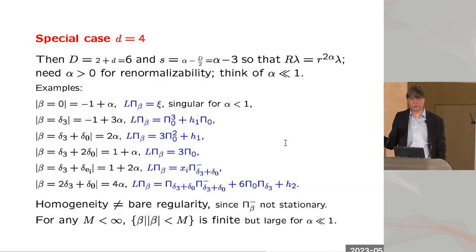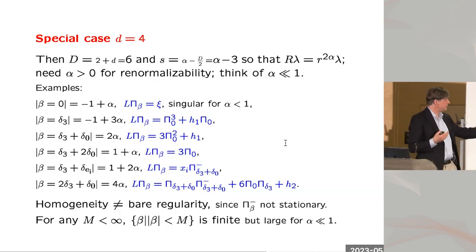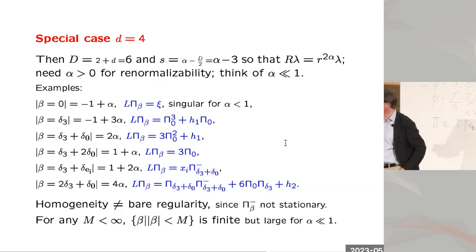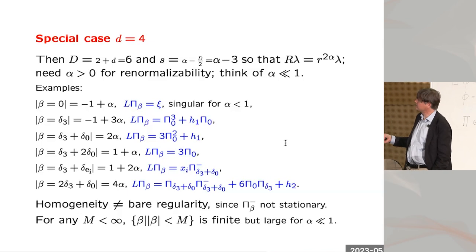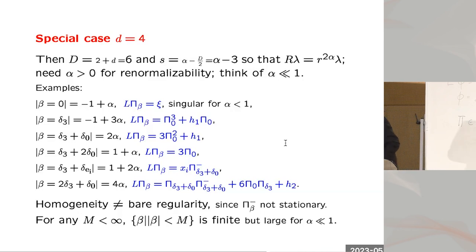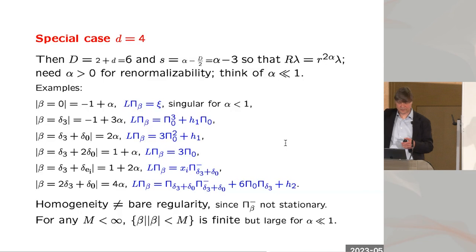The regularity is typically worse because these coefficients, these random fields, for most multi-indices beta are not statistically stationary. So that's something different. For instance, you can see that by looking at this multi-index, which has a homogeneity which is even larger than 1, but still the right-hand side is as rough as the right-hand side for this thing here, which has a homogeneity of 2 alpha. So the bare regularity of this one is not 1 plus 2 alpha, but just 2 alpha. So the homogeneities give you the scaling, but still the objects could be rougher than the scaling indicates.